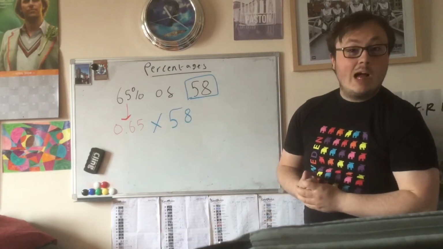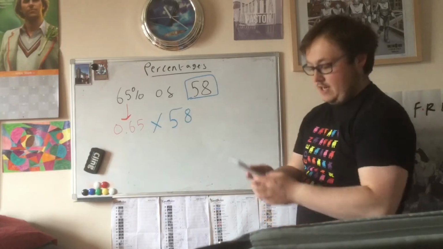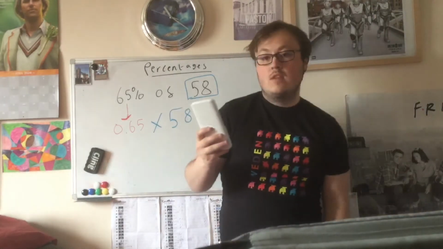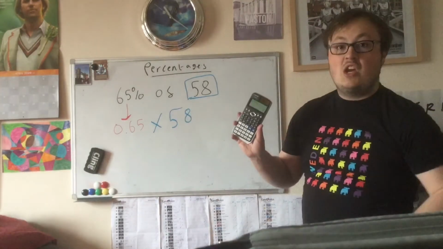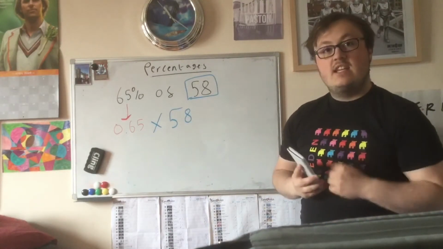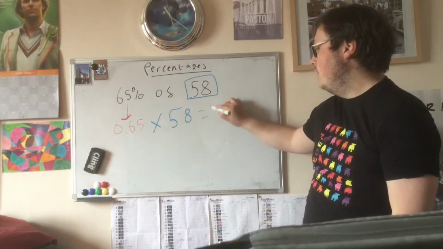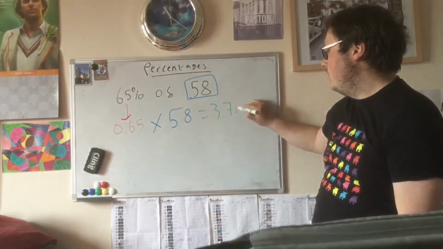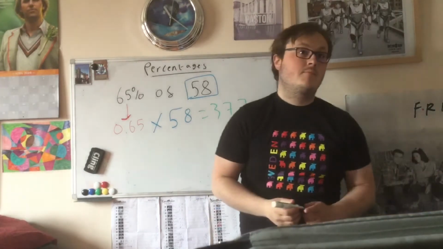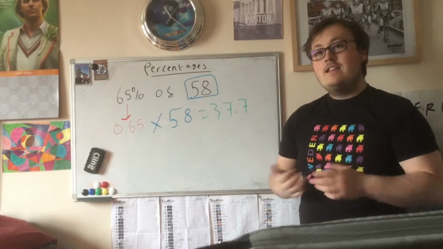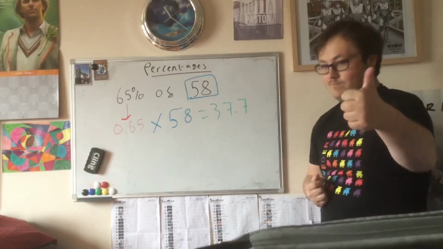And step 3, get on with it. Haven't said that in a while, haven't I? So enter it into your calculator. 0.65 times 58 will get you 377 over 10. Press the S and D to get it in a decimal. 37.7. And that's it. It's so simple when you think about it. Let's see if we can do this with another one.